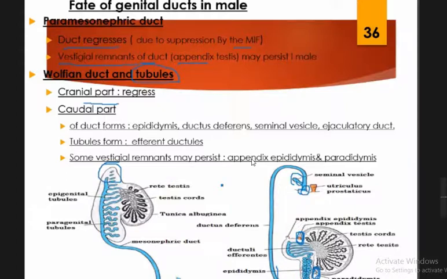The tubules also would form a component. So the tubules form different ducts, and these are the different ductules that we're seeing here that will connect the seminiferous tubules, once they form from the testis cords, to connect them to the rest of the duct system.